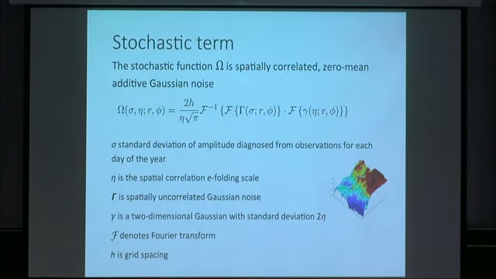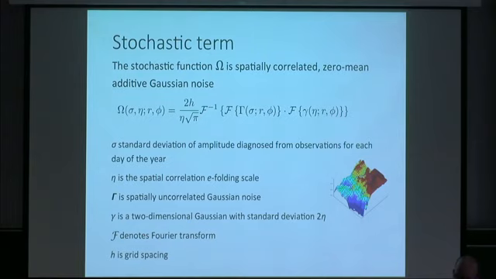So the stochastic term omega is modeled as spatially correlated zero mean additive Gaussian noise, written like this. So omega depends on the radial and angular coordinates r and phi, and it has two parameters, sigma and eta. Sigma is the standard deviation of the amplitude, and here by amplitude we mean the deviation of the concentration field from Laplace's equation. How large is that in the positive and negative direction?